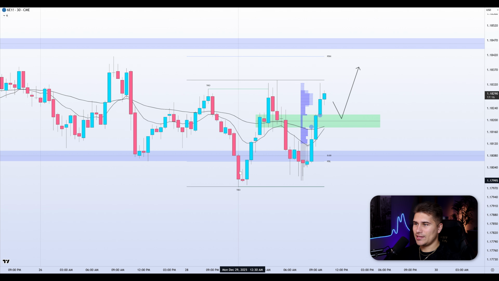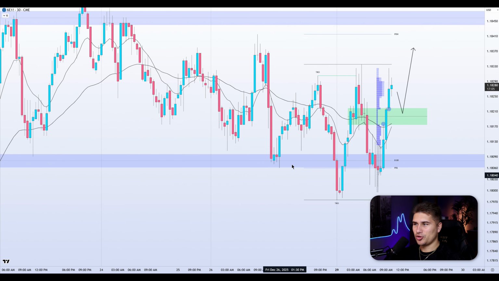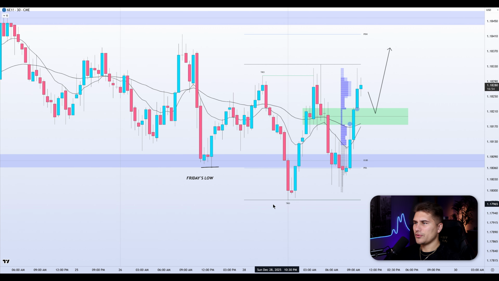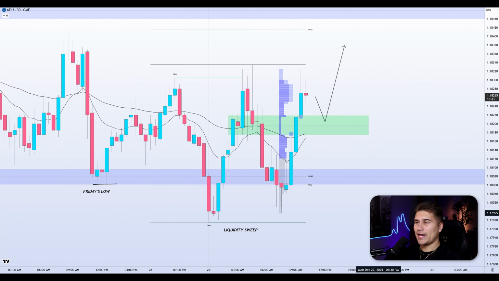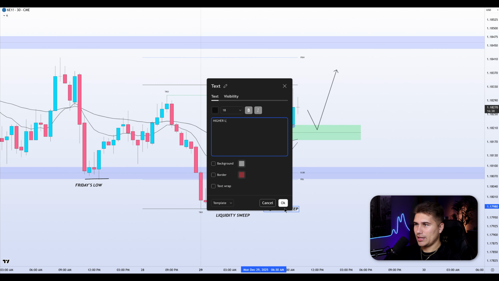So we can see the trap that unfolded earlier today. This was following the midnight session, Eastern Standard Time. So the price pushed down, swept this previous low. So this would have been Friday's low. So Friday's low was taken out. And then what happened afterwards? Well, this is where we created a higher low.